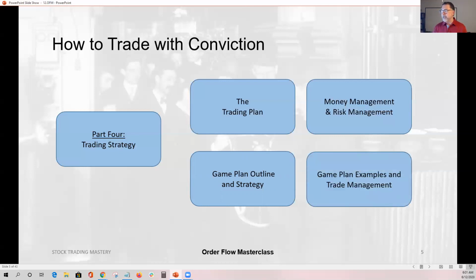And then last, game plan examples and trade management. We're not going to cover that today. That's actually what we do in the boot camp. We actually go over that in real time every day. And then obviously in our coaching call.